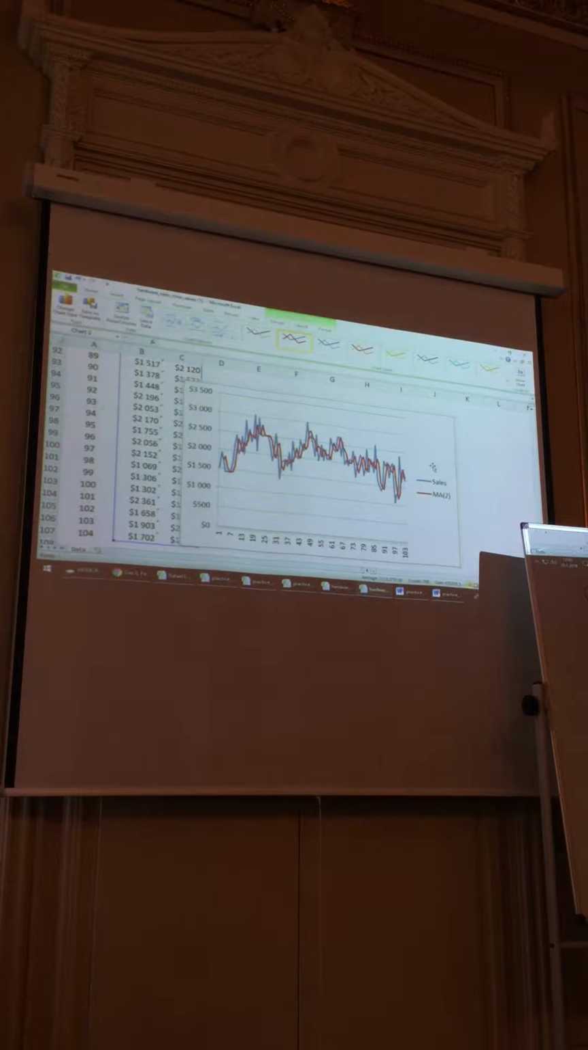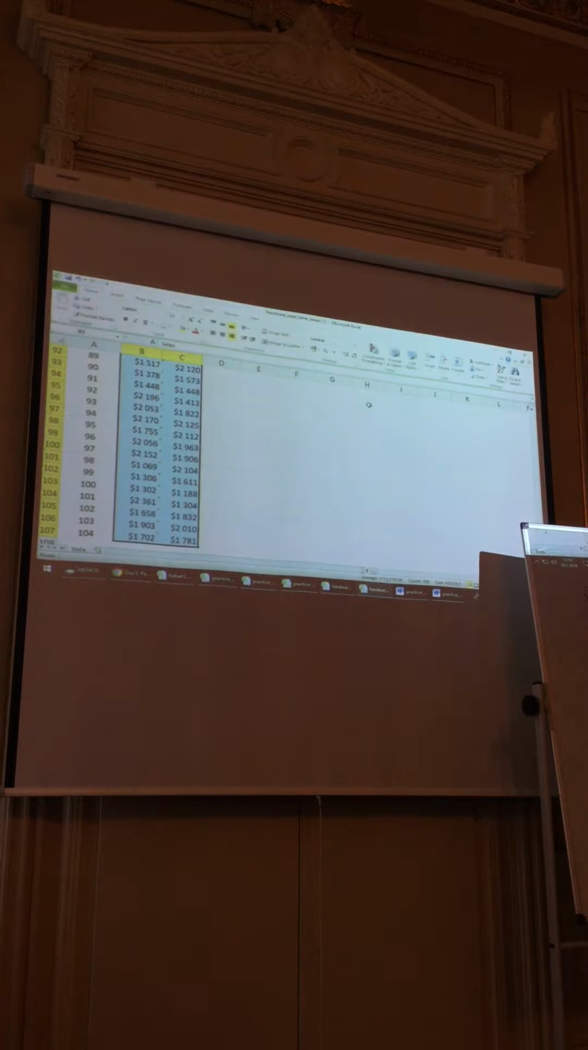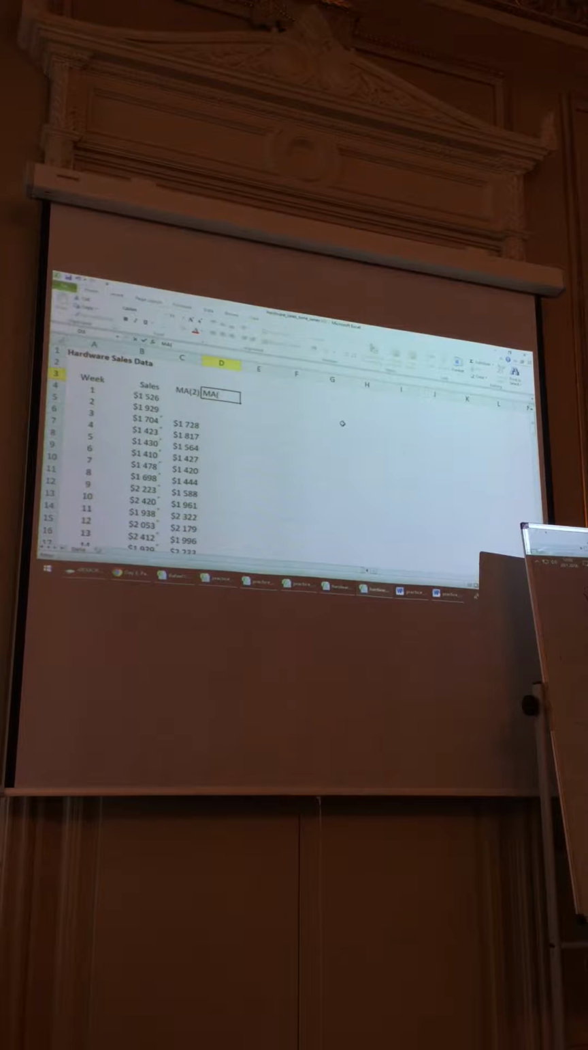Another thing you're going to notice is as the number of periods k grows, the moving average forecast gets more smooth. So I'm going to do a couple more real quick. I'm going to do an MA4 and an MA8. So for MA4 you can't start till period 5, right? You need the first 4 observations.